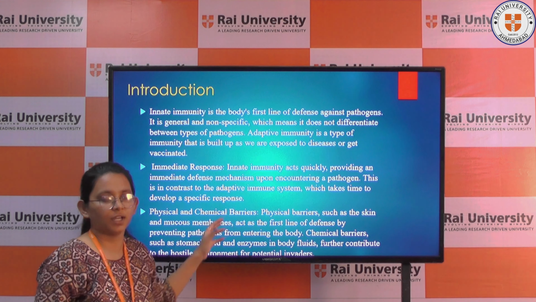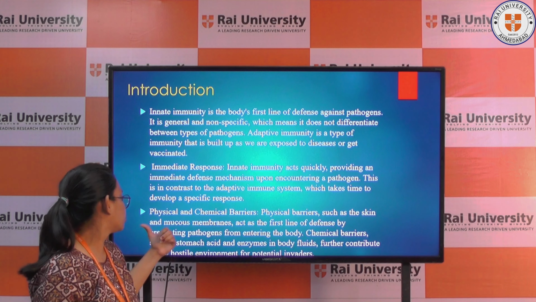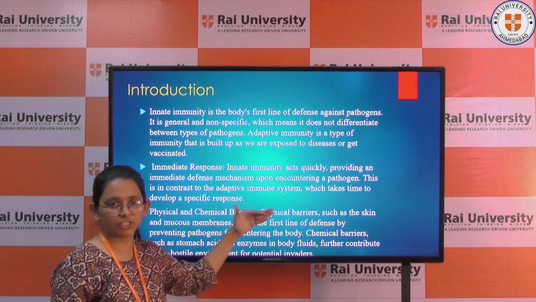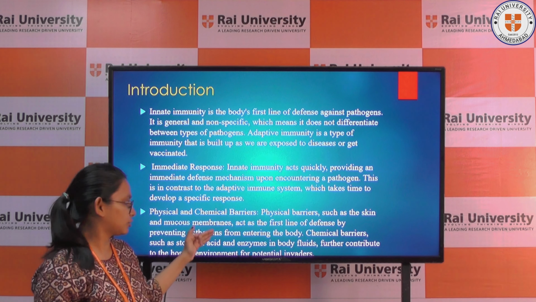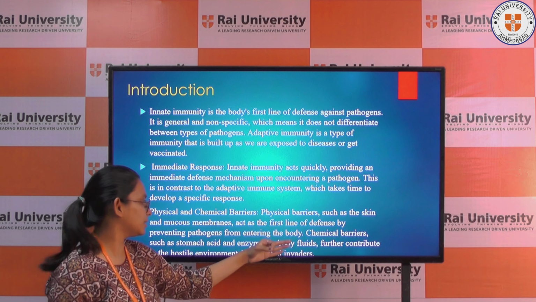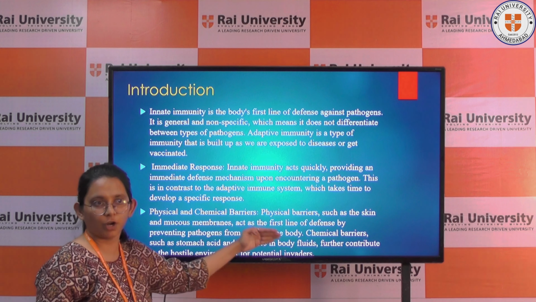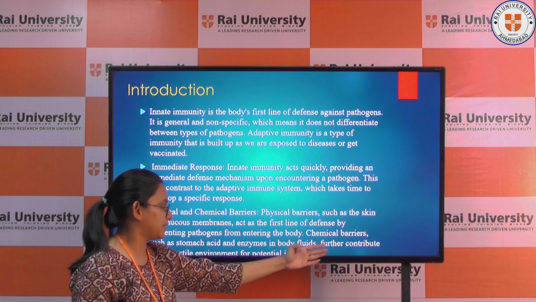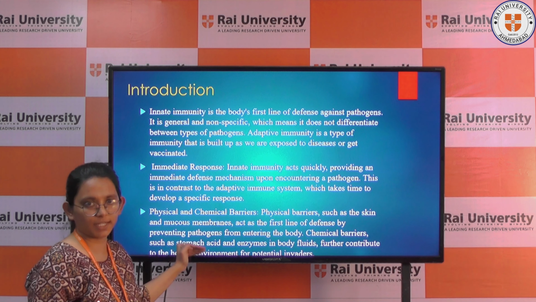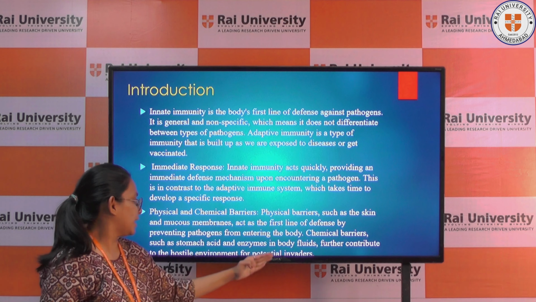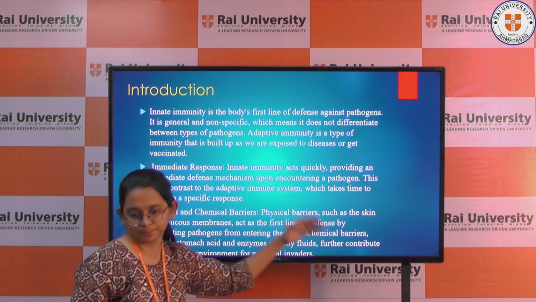Now the physical and chemical barrier. In this barrier, skin is the main character, and the mucous membrane also, which defends by preventing pathogens from entering the body. And chemical barriers are like stomach acid and enzymes in body fluids, the main chemical barriers that contribute to a hostile environment for potential invaders.